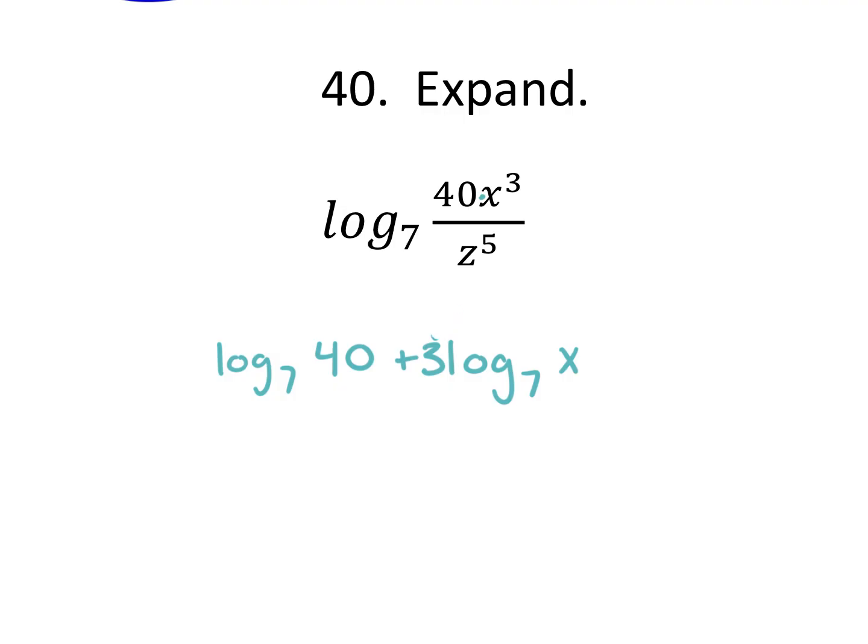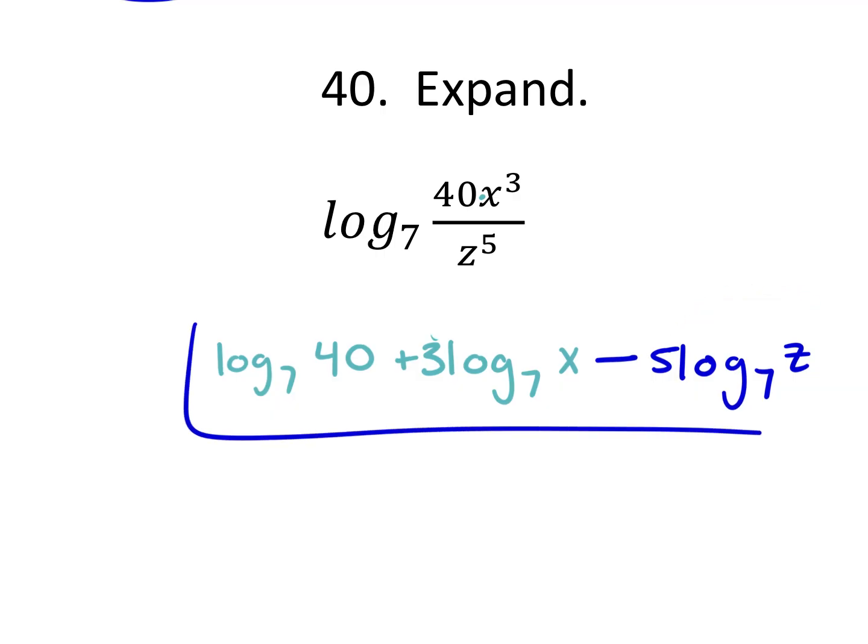And then minus, because we're dividing the z, so minus log base 7 of z to the 5th power. What do we do with the exponent? Bring it to the front. So 5 log base 7 of z. So this would be our answer.